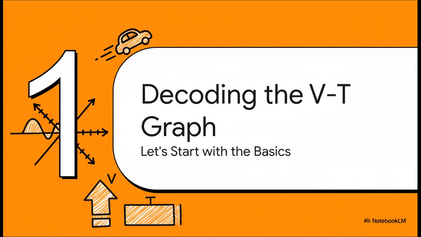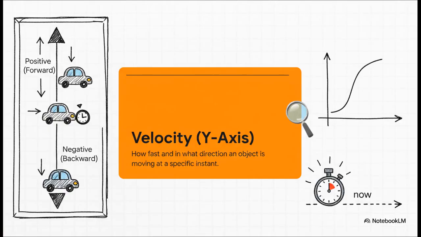To answer that question, we've got to go back to square one. The fundamentals. Just like with any graph, the whole story is being told by the axes. And understanding what each axis actually represents, that's the absolute first step. Okay, so let's look at the vertical axis, the y-axis. This shows you the object's instantaneous velocity. And that word is key, instantaneous.